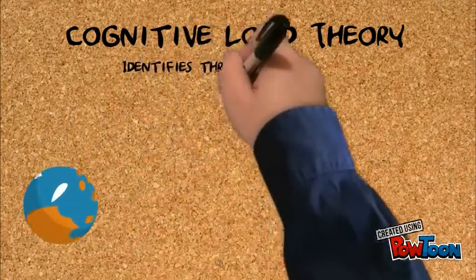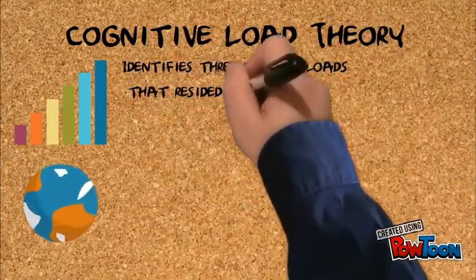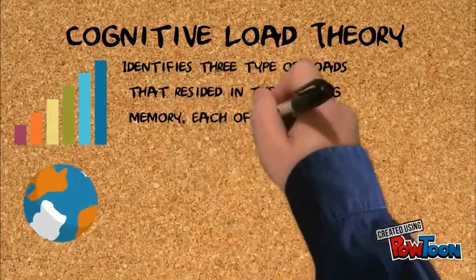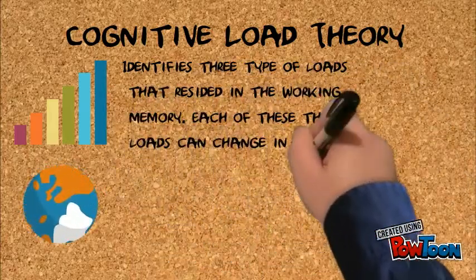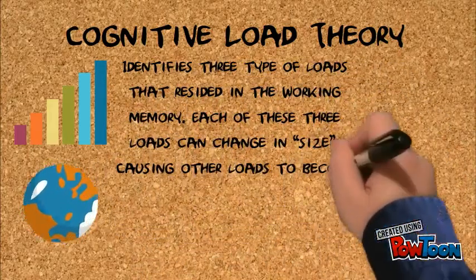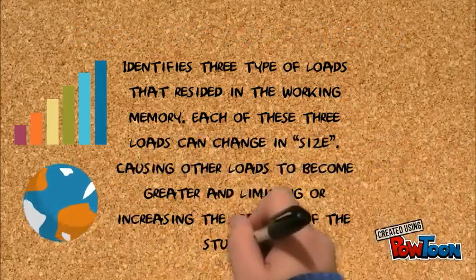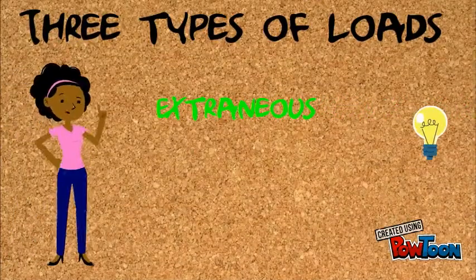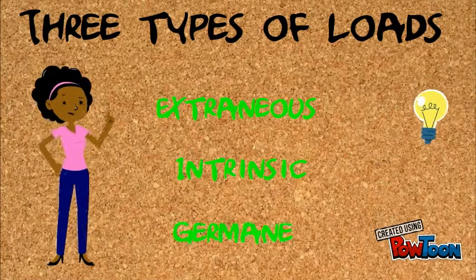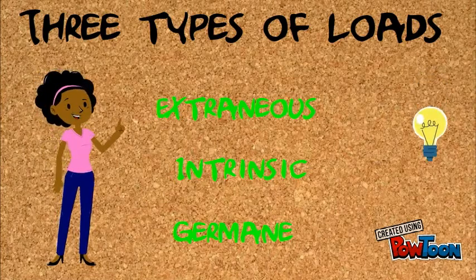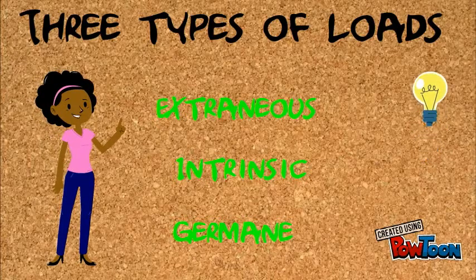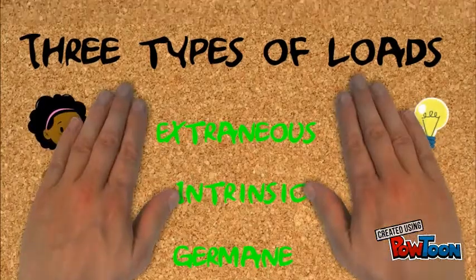Cognitive load theory identifies three types of loads that reside in the working memory. Each of these three loads can change in size, causing other loads to become greater and limiting or increasing the learning of the student. The three types of load are called cognitive loads. There's extraneous, intrinsic, and germane. These three make up the working memory.